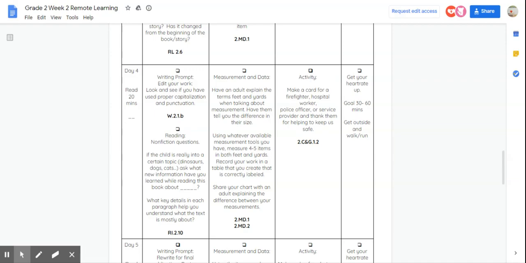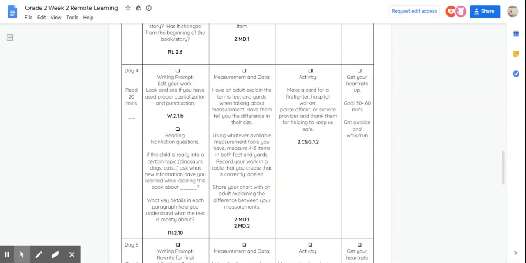Now, a yard is much bigger. Actually, 3 feet fit into a yard. So a yard might be the length of a longer baseball bat, but a foot is a smaller length, like the length of your foot. So now, using whatever available measurement tools you have, measure 4 to 5 items in both feet and yards. And remember, 3 feet equals 1 yard. So if you don't have a yardstick, you can estimate the yards based off your ruler.